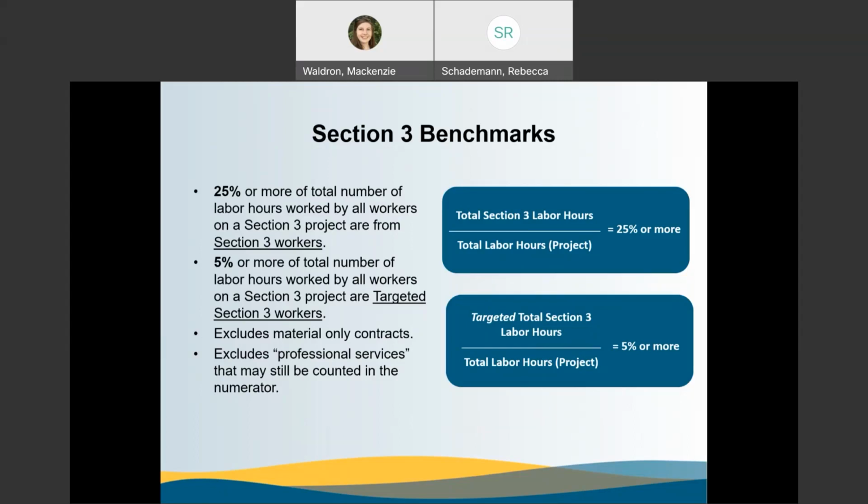Finally, professional service contracts for non-construction services that require an advanced degree or professional licensing are not required to be reported as part of the total Section 3 labor hours. However, we'll discuss later an opportunity for subrecipients and developers to receive a bonus if they're able to report Section 3 labor hours in the professional services context.